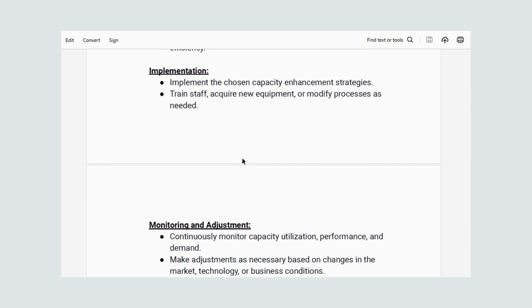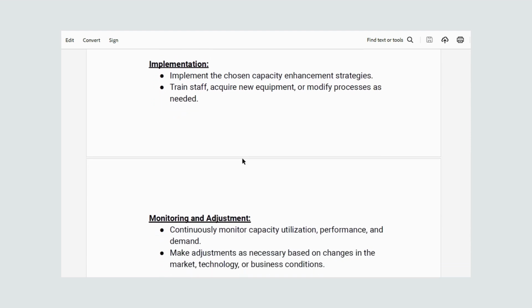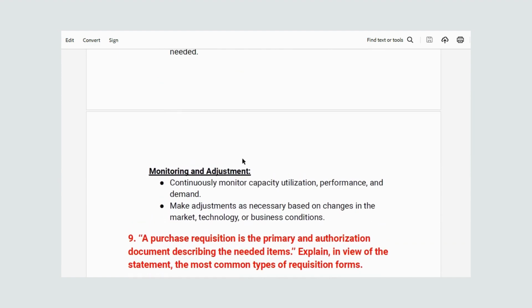After implementing the process or the system, we then do the monitoring and the adjustment. We continuously monitor the capacity utilization, performance and demand, and then we make the adjustments that are necessary according to the changing market conditions or the technological advancements or the business conditions. We make the adjustments accordingly.